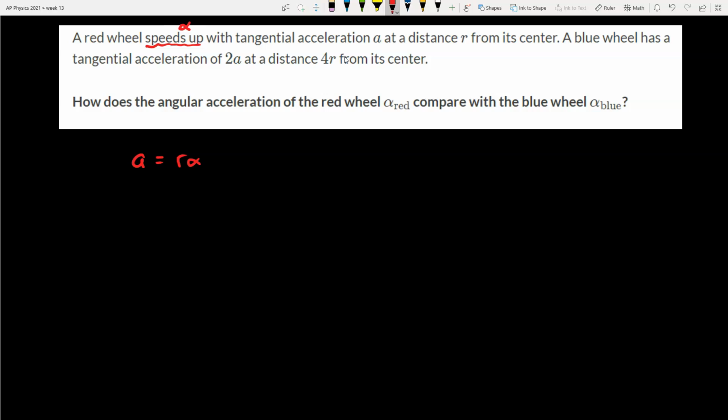A blue wheel has these new terms right there. Right? How does the angular acceleration, so that's what we're being asked to solve for, angular acceleration. So let's rearrange this equation right here for the angular acceleration. And I would divide both sides by r, so that's a over r. Cool. So now let's do the red wheel. So alpha for the red wheel is a over r. Easy enough.